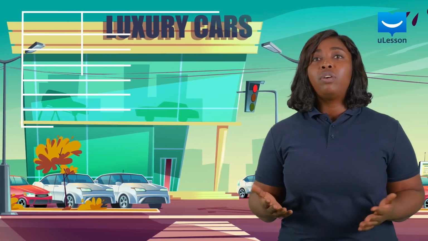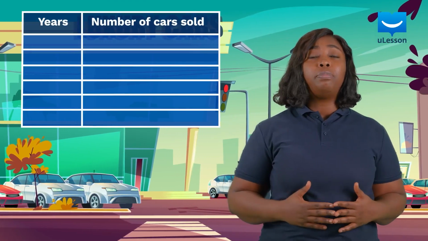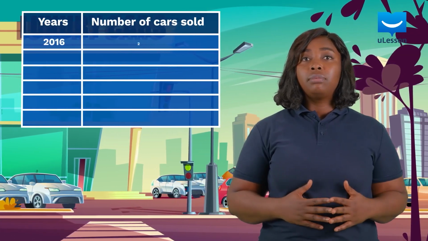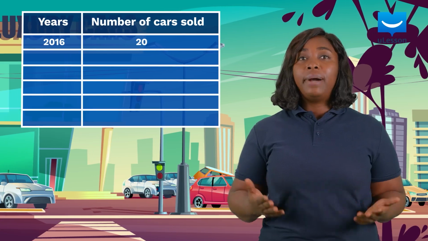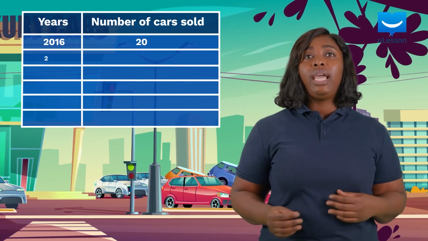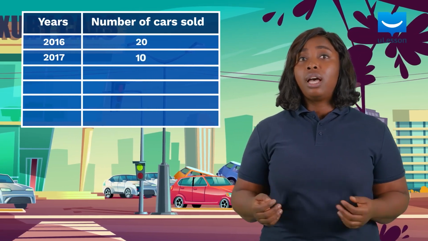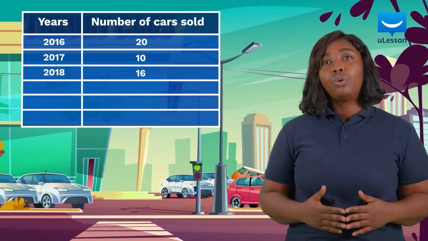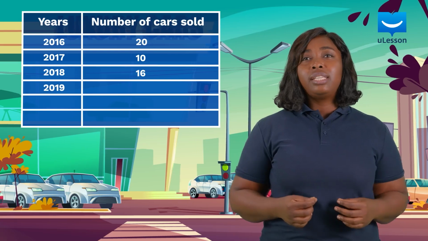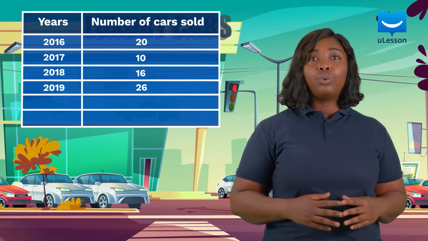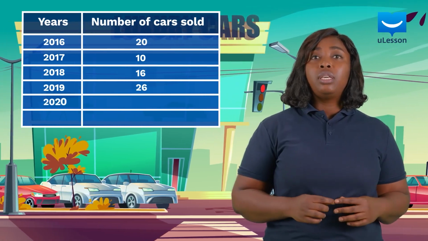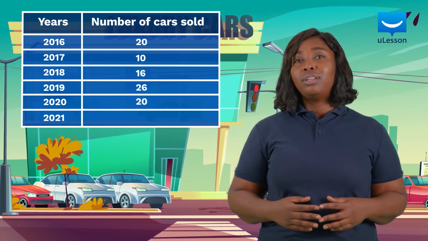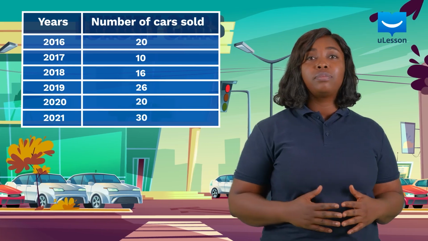Suppose we have data of the number of cars sold by a car dealer. In the year 2016, 20 cars were sold by the car dealer. In 2017, 10 cars were sold. In 2018, 16 cars were sold. In 2019, 26 cars were sold. In 2020, 20 cars were sold. And in 2021, 30 cars were sold.